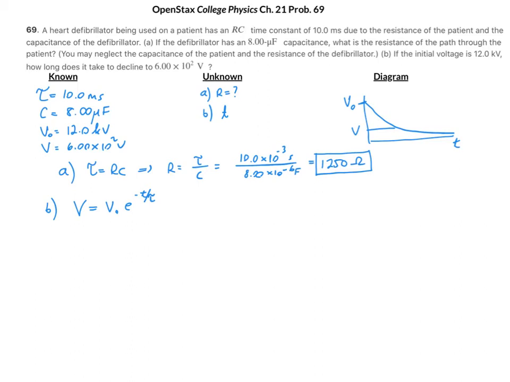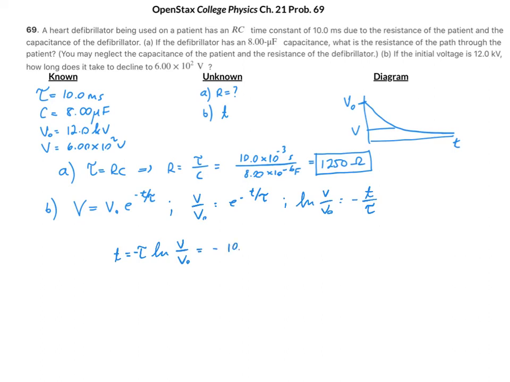So I'm looking for t in here. So let's divide both sides by V0. So I have V over V0 is e to the negative t over tau. I want to get rid of that exponent, so I'm going to take the natural log of both sides. So I'll have natural log of V over V0 is natural log of e, so we only take the power then, so that's negative t over tau. So now I'm solving for t, and t will be negative tau times natural log of V over V0.